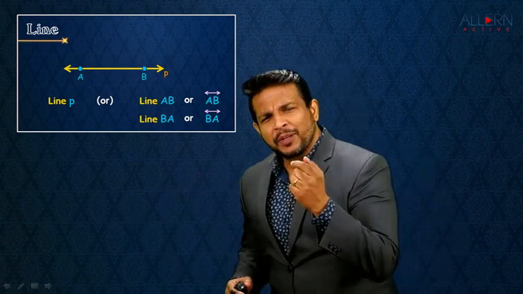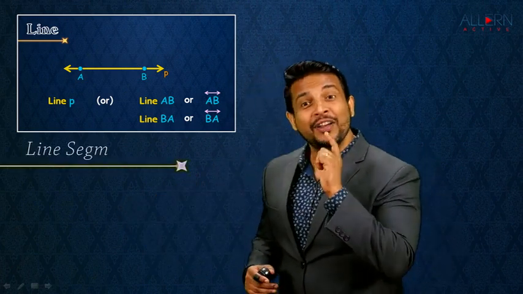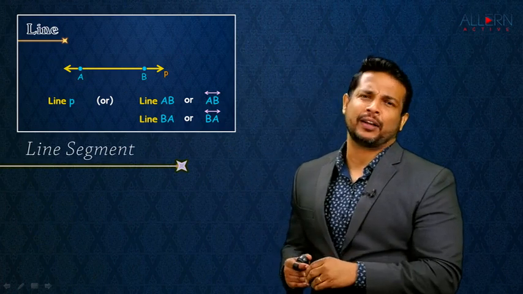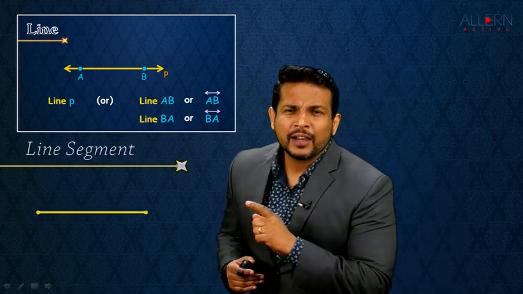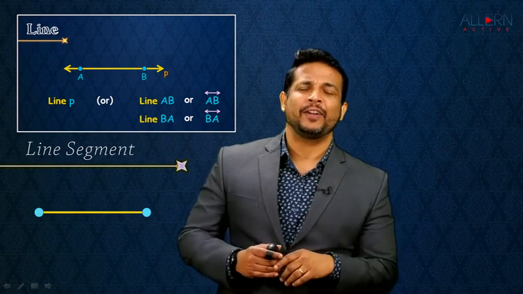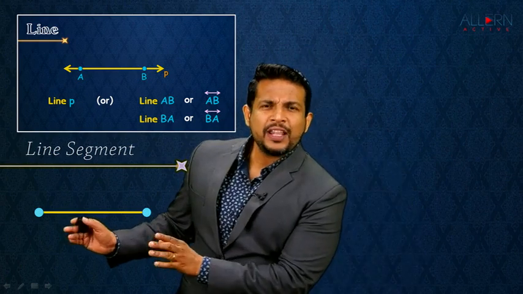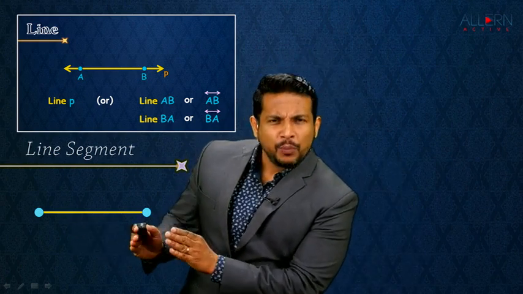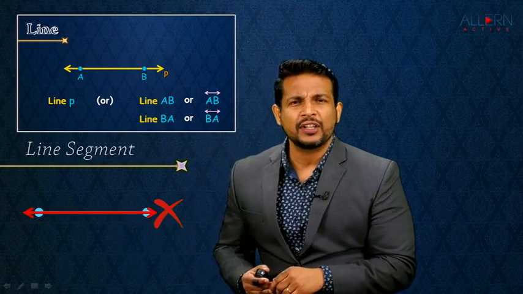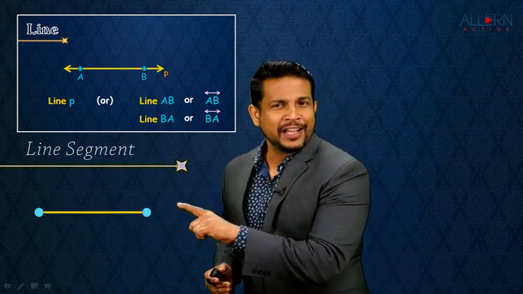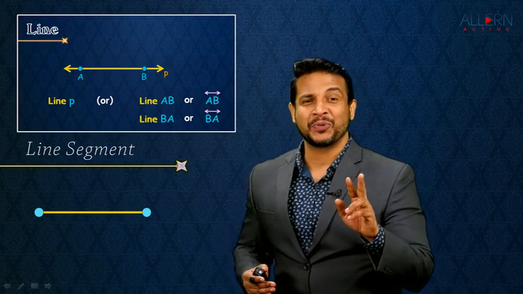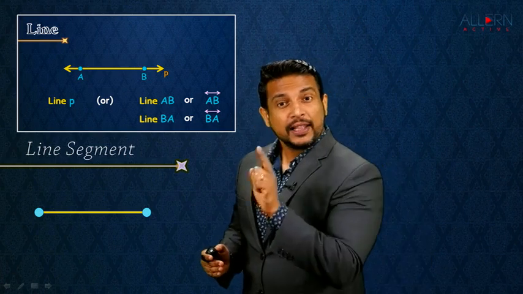We're going to learn something more now. We learned about a line. Now we learn something called a line segment. Now what is a line segment? This is a line segment. Does this mean that it moves infinitely in both directions like a line? No. Because does it have an arrowhead on both sides? No. That is only with a line. This is a line segment.